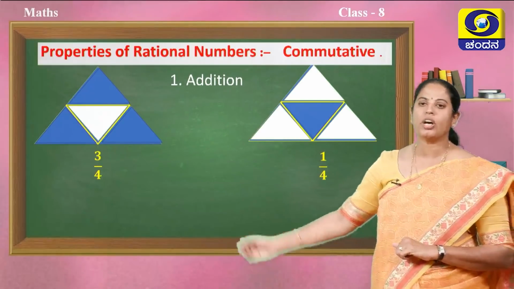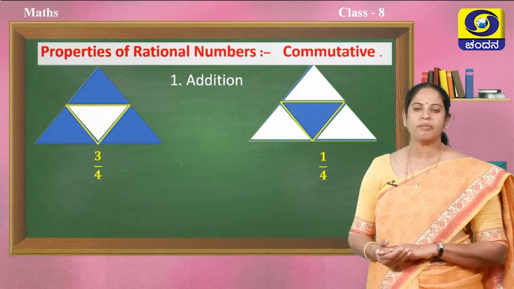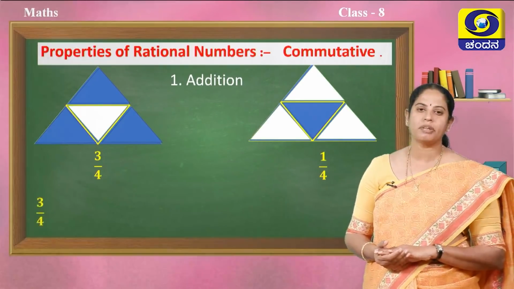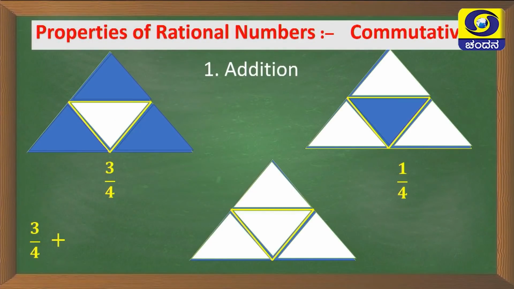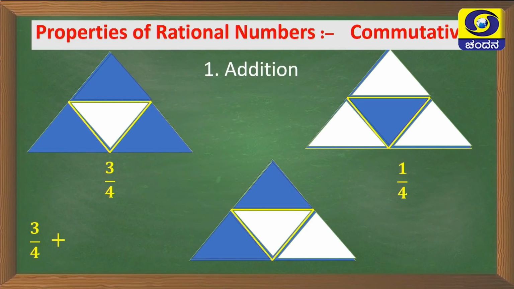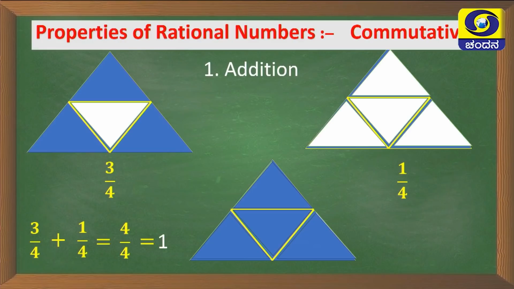Now, I am going to add 1/4 to 3/4. So, what happens when I add 1/4 to 3/4? Observe here. I am adding 3/4 and 1/4. 3 parts of this triangle is considered. Now, I am adding the 1 part of second triangle to the 3 parts of the first triangle. I am getting 4 parts out of 4 parts. That means I am getting 1 whole part. So, 3/4 plus 1/4 is 4/4, which is nothing but 1.